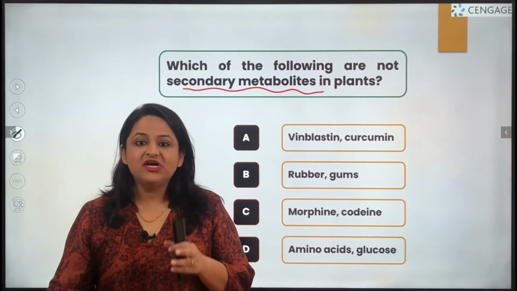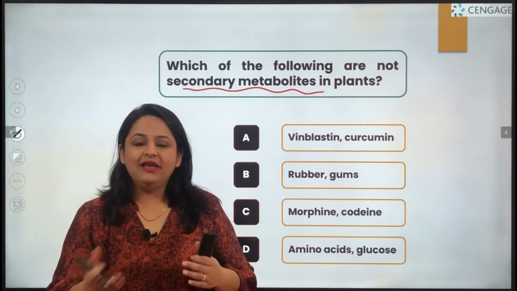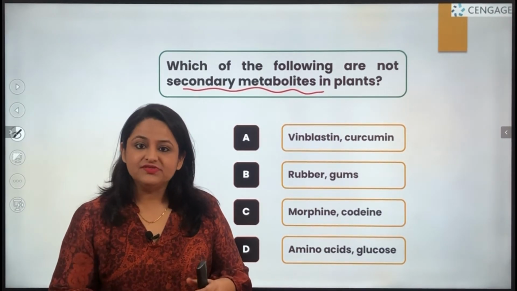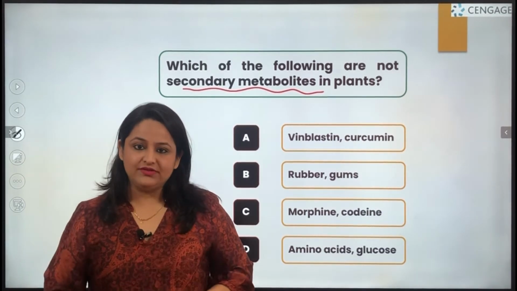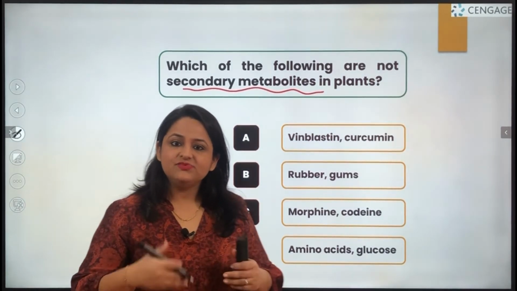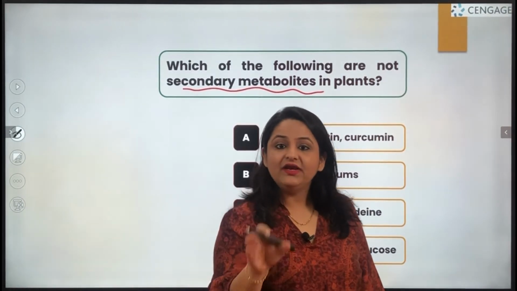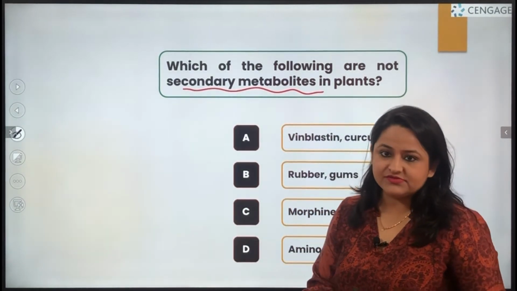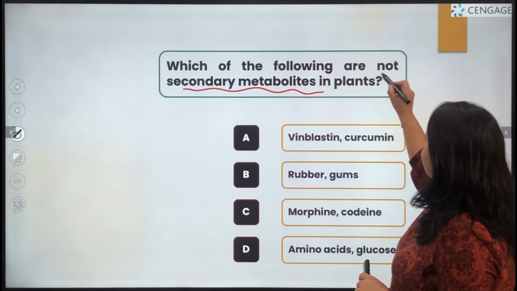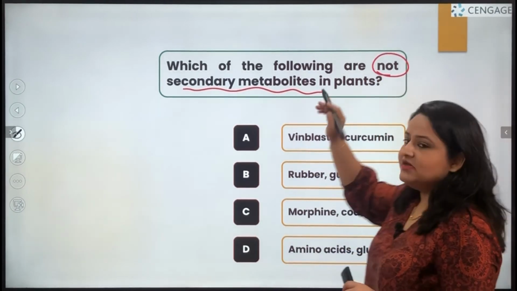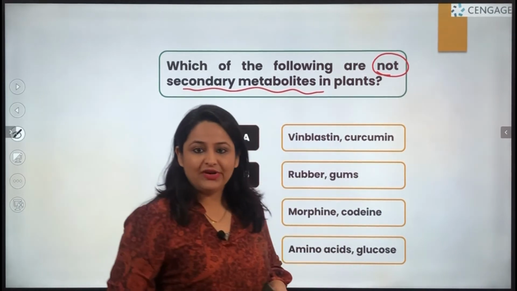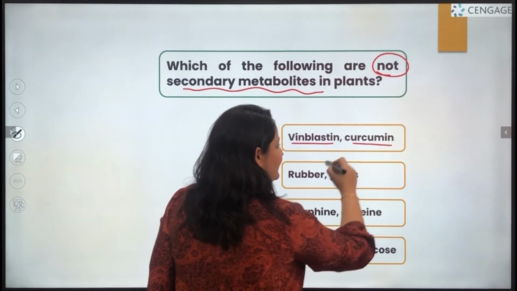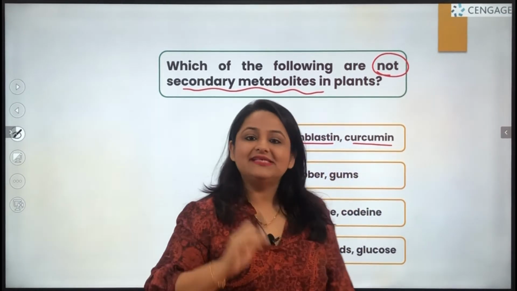Those substances which are directly involved in the growth, like proteins, carbohydrates, nucleic acids, and lipids, form the primary metabolites. Whereas the other substances which are present in the plants but do not have any influence on the growth or development form the secondary metabolites. So here they have asked which are not secondary metabolites, that means which is a primary metabolite, indirectly they are asking. So vinblastin and curcumin are obviously secondary metabolites.